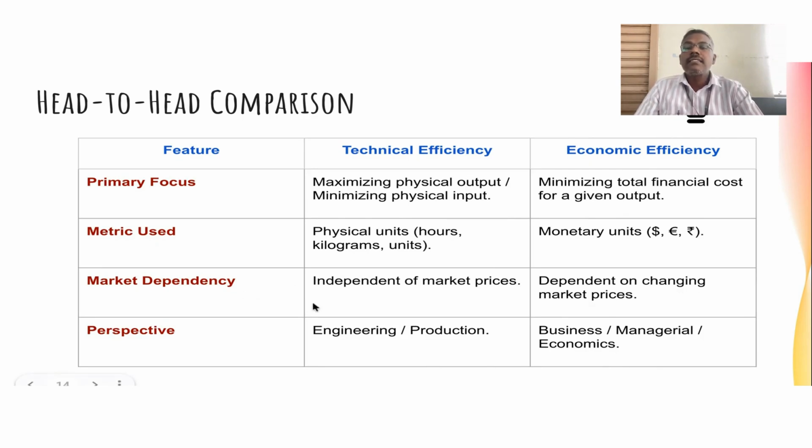And market dependency. Technical efficiency is purely independent of the market price, but economic efficiency is dependent on the market price, because material prices may vary day to day, right? So it purely depends on the market perspective. Technical efficiency is purely an engineering or production perspective, but economic efficiency is purely a business, managerial, or economic perspective.